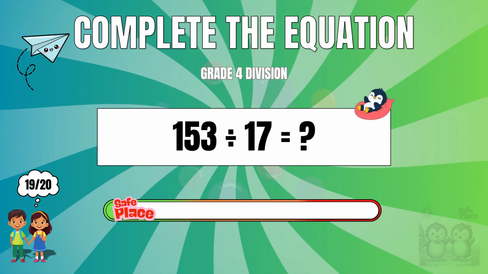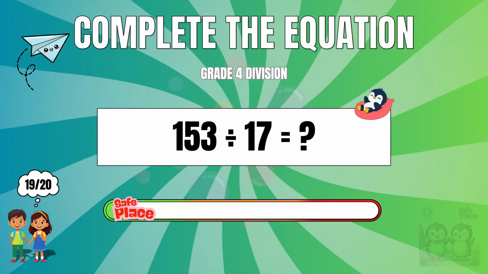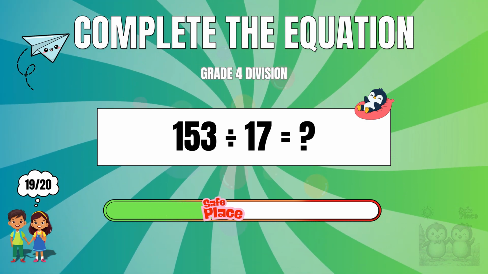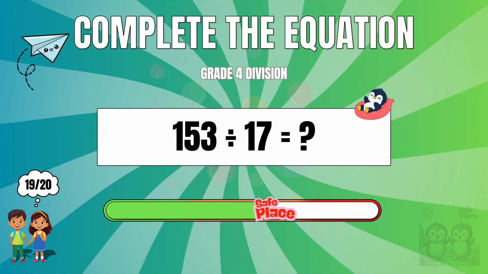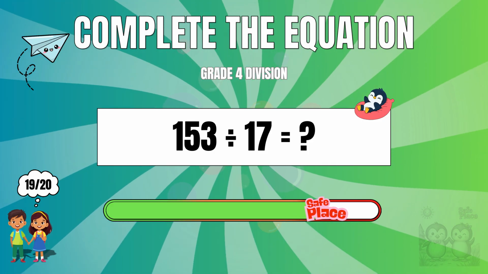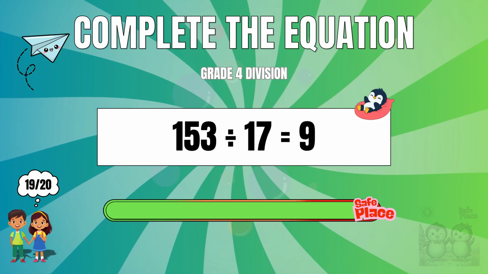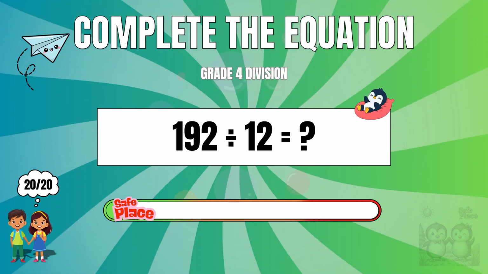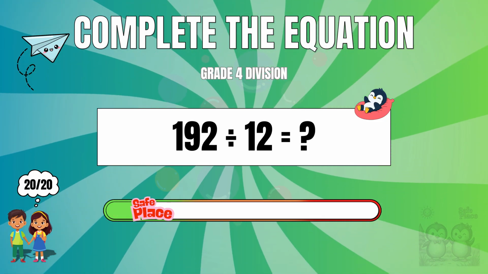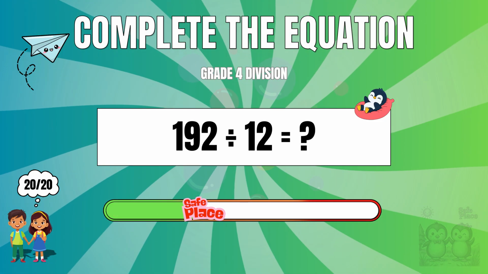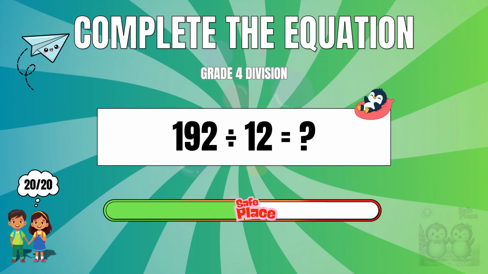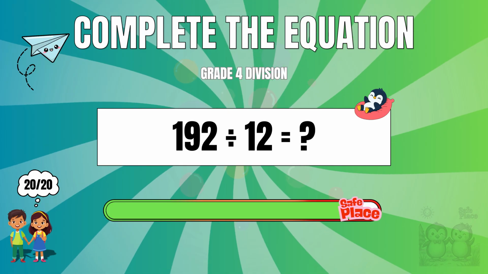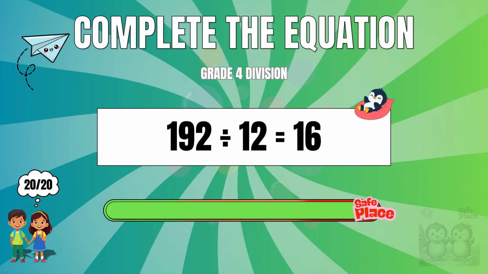18. Can you solve 153 divided by 17? 3, 2, 1. It's 9. And here comes the last one. 192 divided by 12. Three, 2, 1. Final answer, 16.